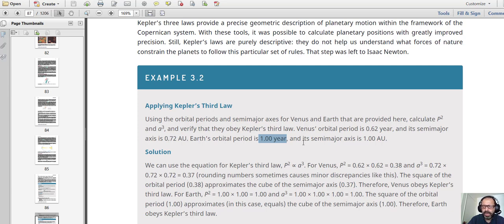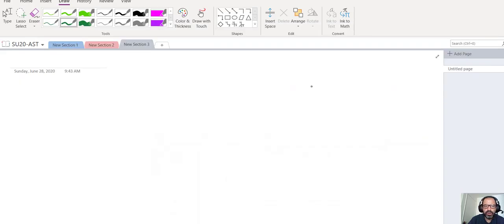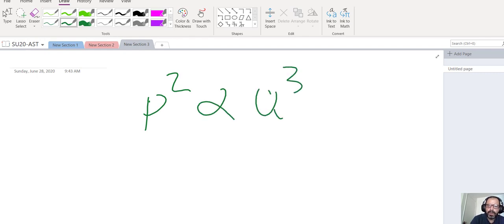So knowing this information, let's check the third law. The third law, I remind you, we just looked at it. It says that P squared and A cubed are proportional to one another. Okay? It's easy. For the Earth, P is 1 year, 1 squared.